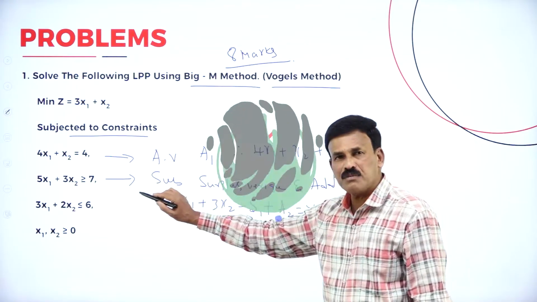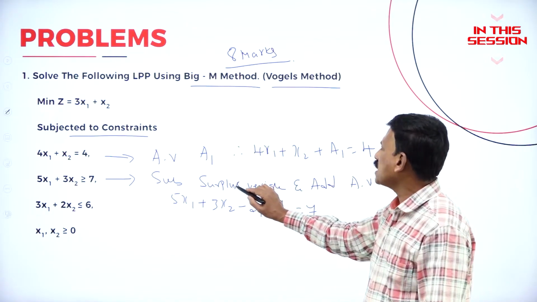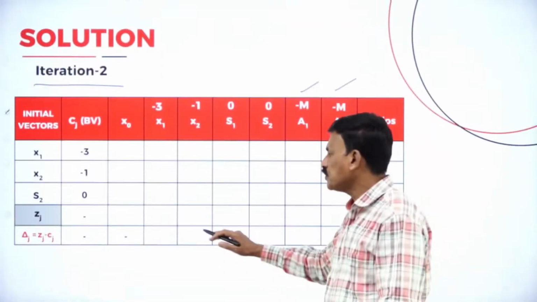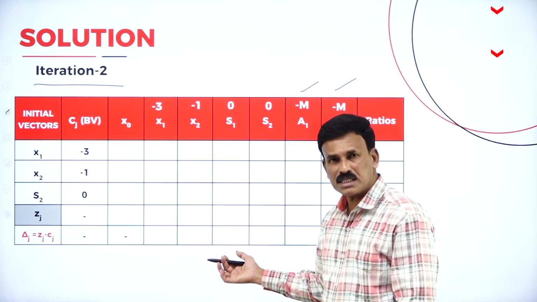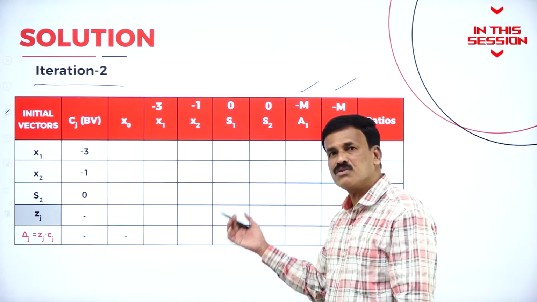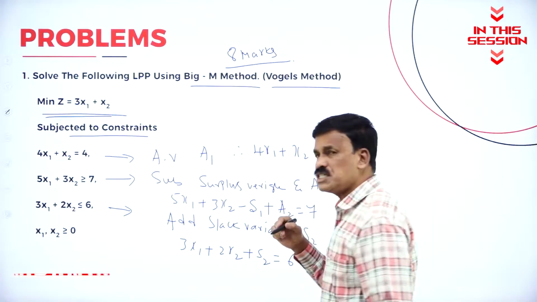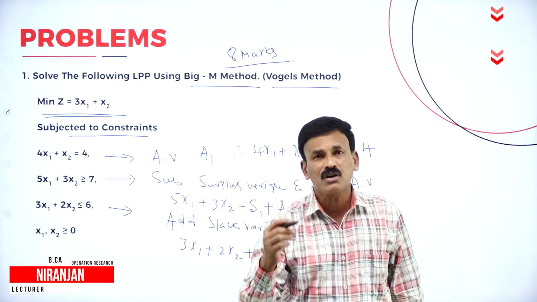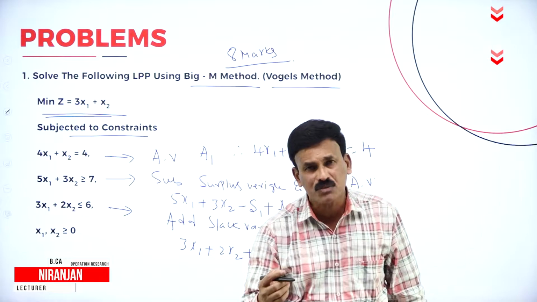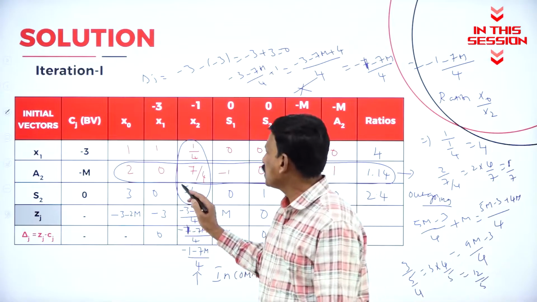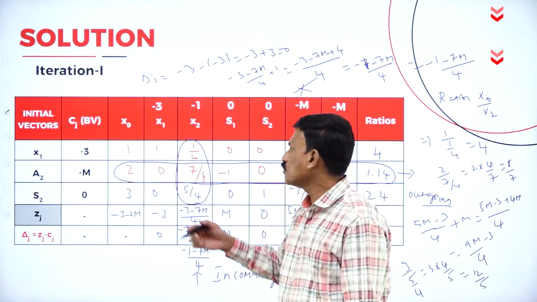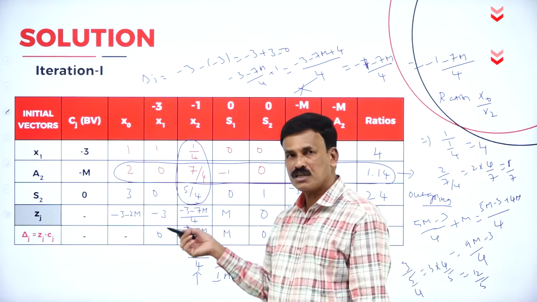If it is of the type greater than or equal to, subtract one surplus variable and add an artificial variable. If we reach positive, then the optimality is reached. If it is negative, then go for one more iteration. This is to be converted into maximization type by multiplying the objective function by -1. Even to convert this 5 by 4 as 0, we are going to use the elementary row operation, that is R1 dash and R2 dash.